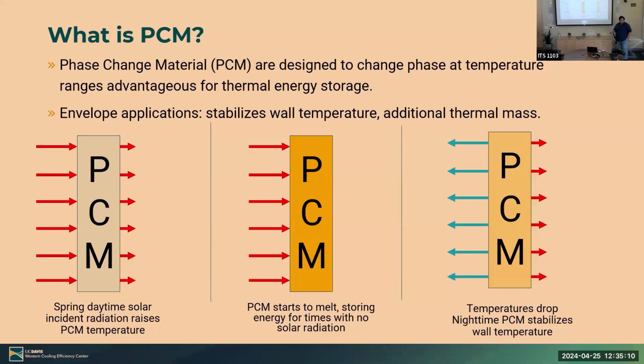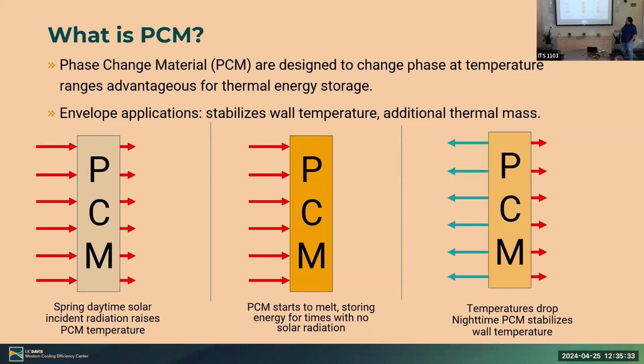So you guys have probably heard this multiple times by now, but I'm going to start off by saying, what is PCM? PCM is phase change material that is engineered to melt and freeze at temperatures advantageous to thermal energy storage. Now, when that's applied to envelope applications, you can have advantages such as stabilizing wall temperature, as well as adding additional thermal mass to it.